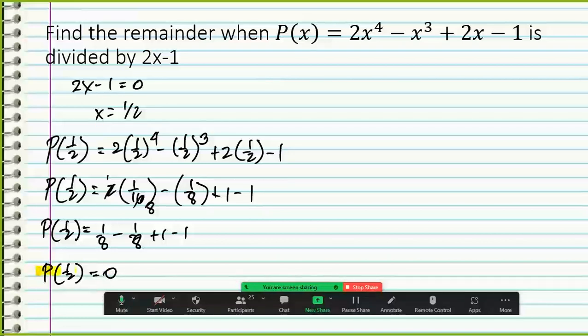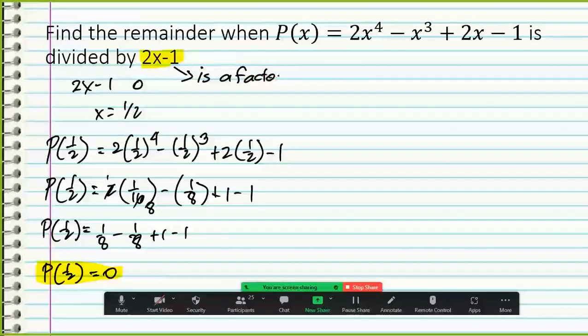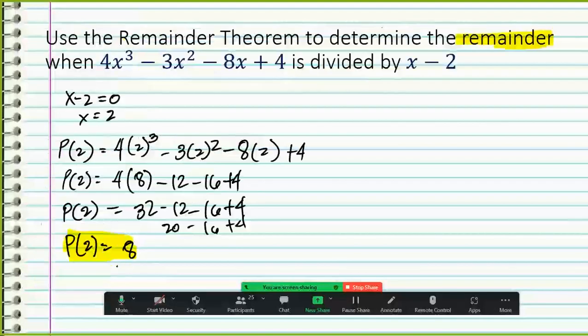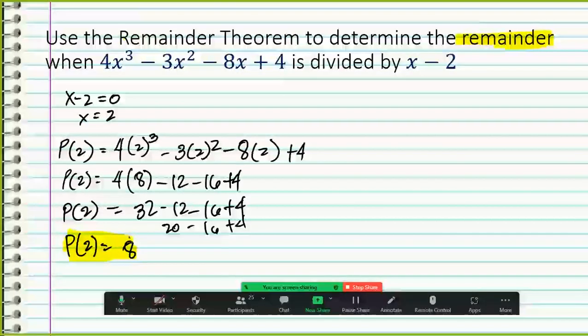So since we have the value of remainder of 0, meaning to say, 2x minus 1 is a factor of polynomial px. Okay, so ganun lang yun. We have the remainder 0, so meaning to say the divisor 2x minus 1 is a factor of the given polynomial px. Then if you have another value aside from 0, meaning to say the given divisor is not a factor of this given polynomial px.